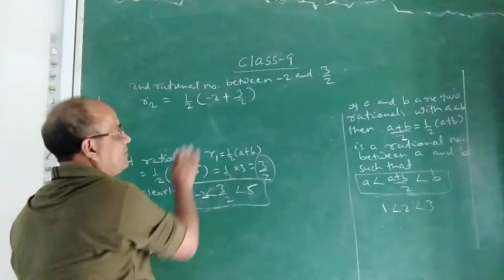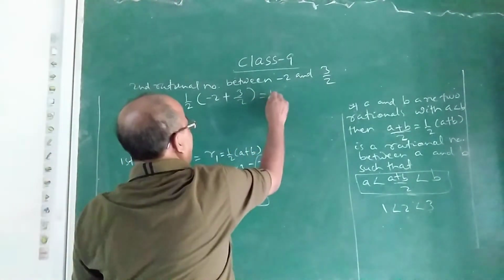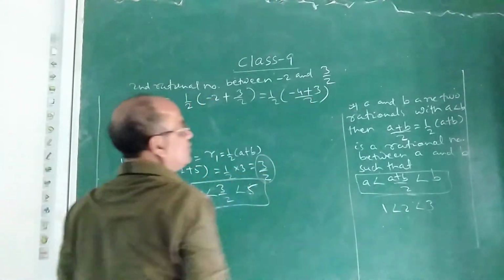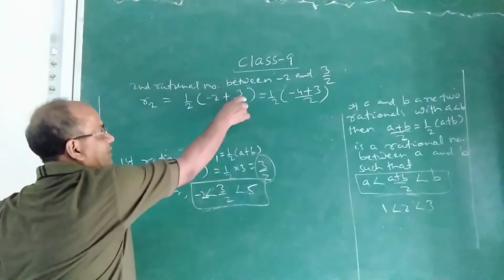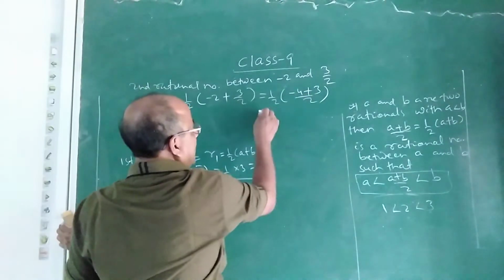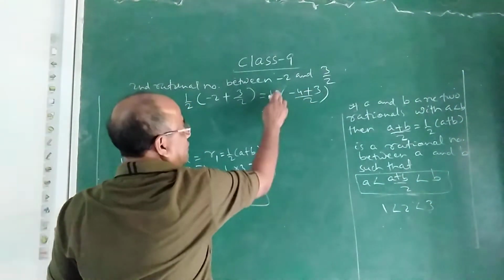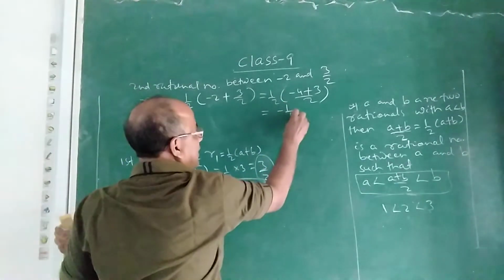Now you simplify this. This will be half into, this is minus 4 plus 3 divided by 2. You know how to add minus 2 and 3 by 2. Okay, this will be minus 1 by 2. Minus 4 plus 3 is minus 1. Minus 1 by 2 into 1 by 2. It will be minus 1 by 4.